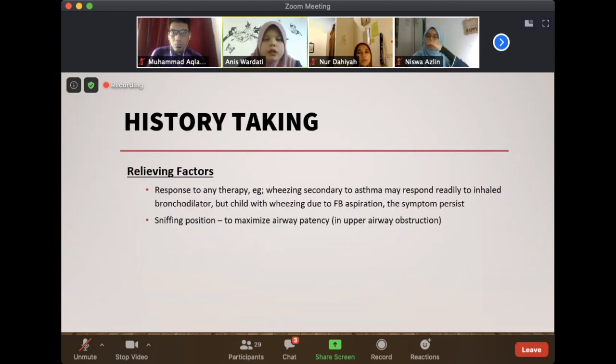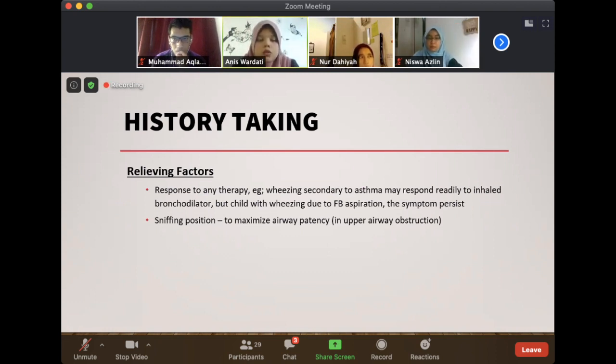And for the relieving factors, for example, does the breathlessness respond to any therapy, or does the wheezing respond to any therapy? For example, in asthma, they may respond after having the bronchodilator. But in a patient that is wheezing due to foreign body aspiration, even though they took the bronchodilator, the symptoms may still persist because there is still the pathology there.